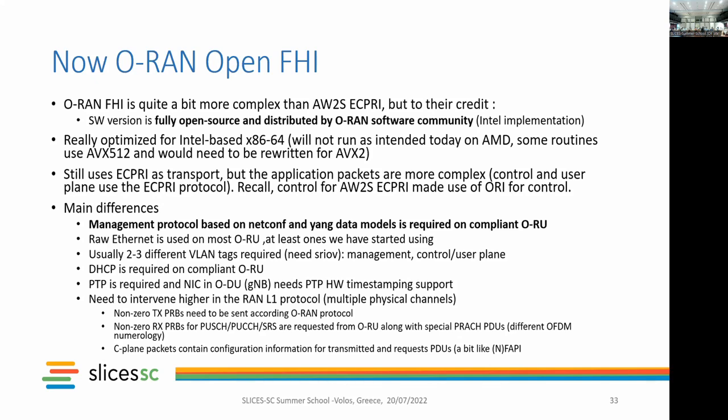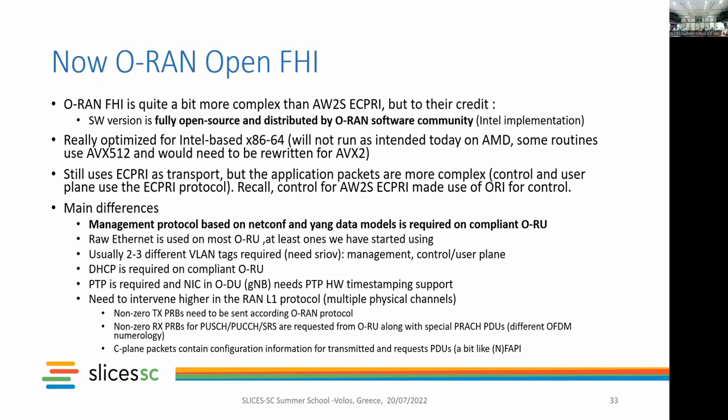Another difference with respect to AW2S and with respect to UHD is that they use raw Ethernet on most of the ORUs that we saw. At least the ones that we have now all use raw Ethernet. Strictly speaking, ORAN can use UDP, but it does not. Also, it tends to use VLAN tags, which is a bit of a mess. So the different streams have different tags, which means your switches have to know how to handle the tags. That took us some time to figure out.